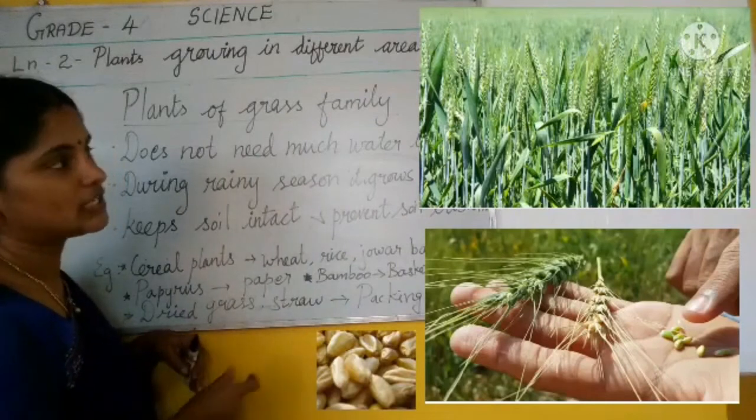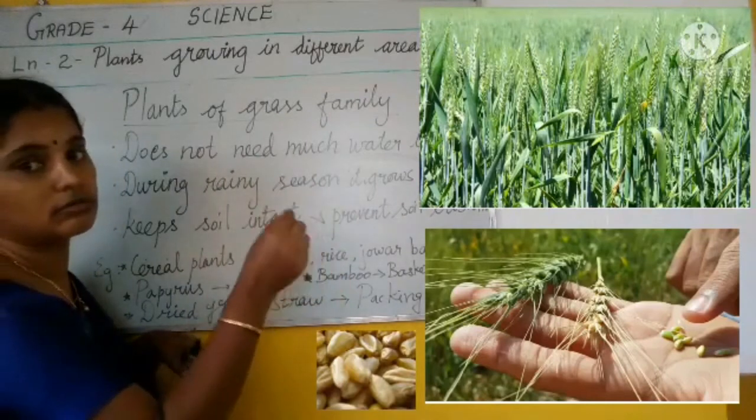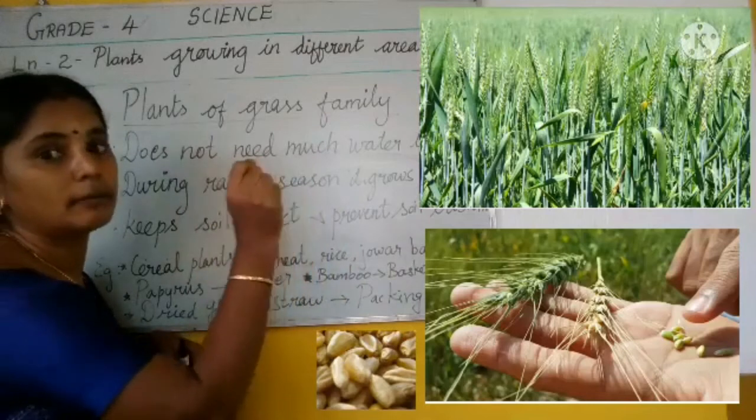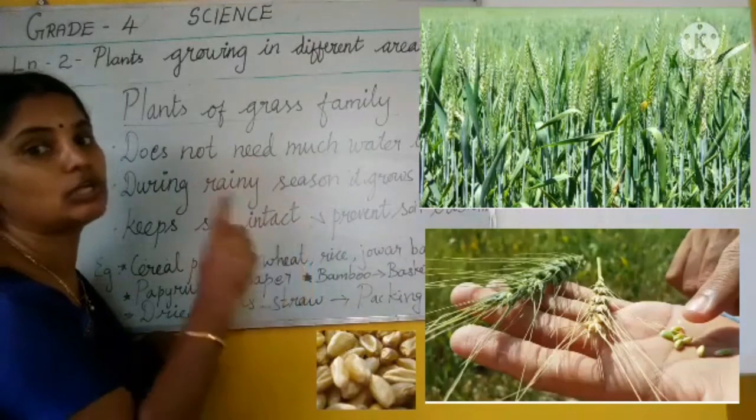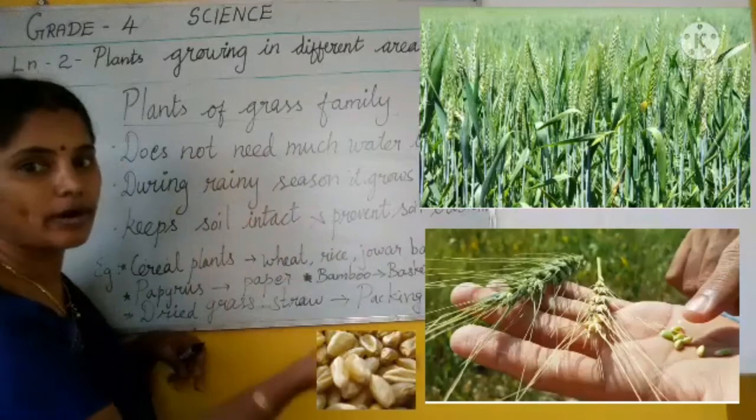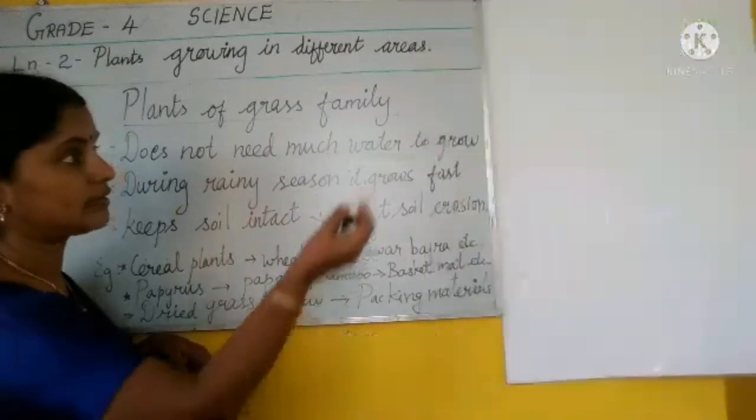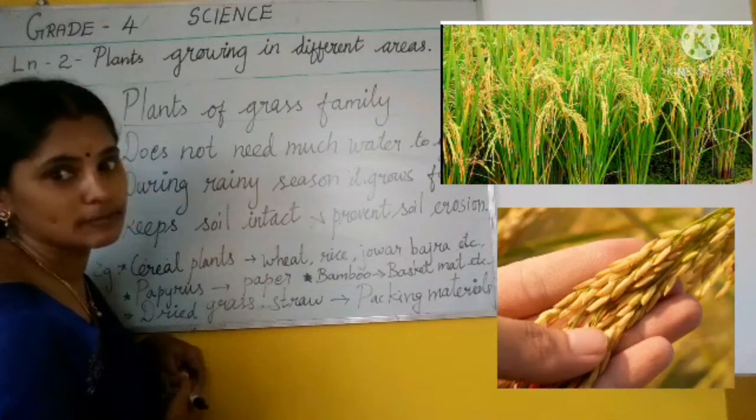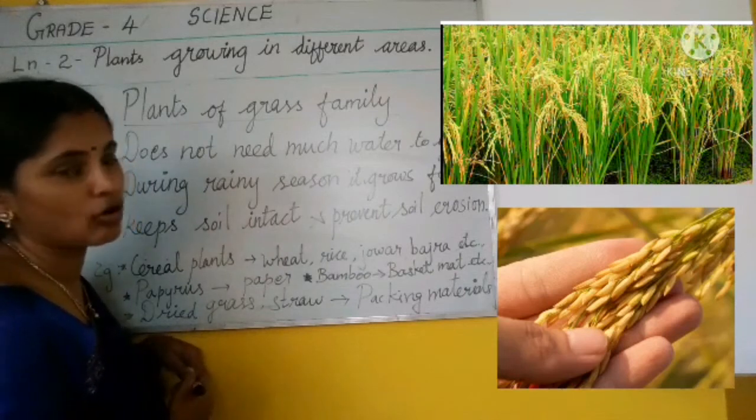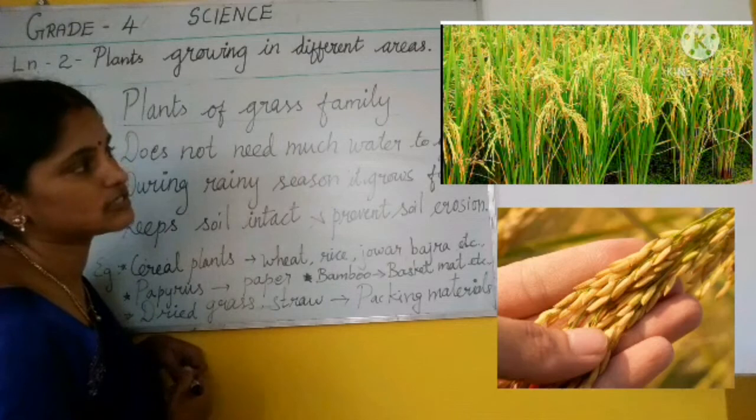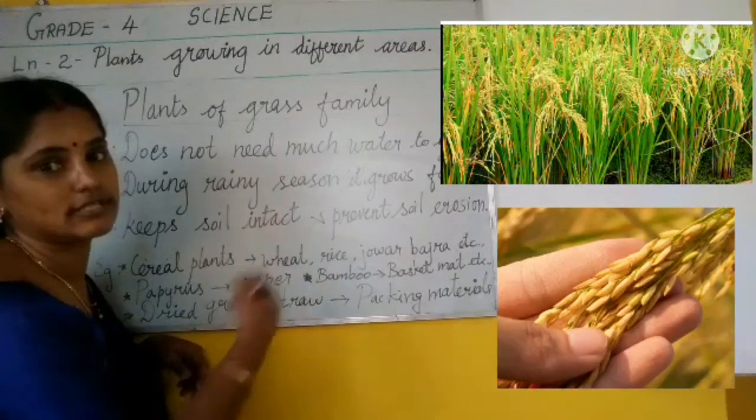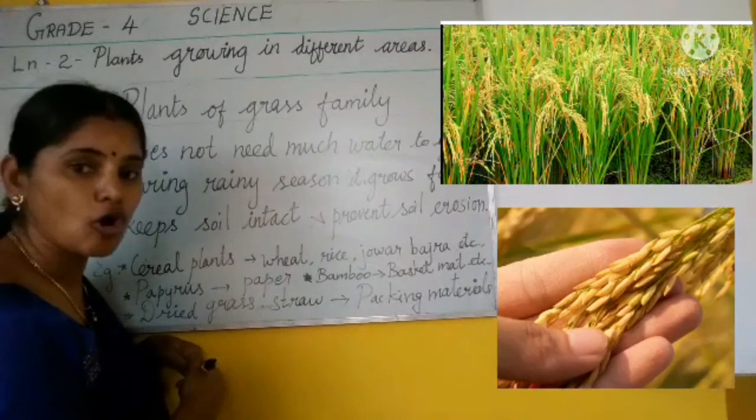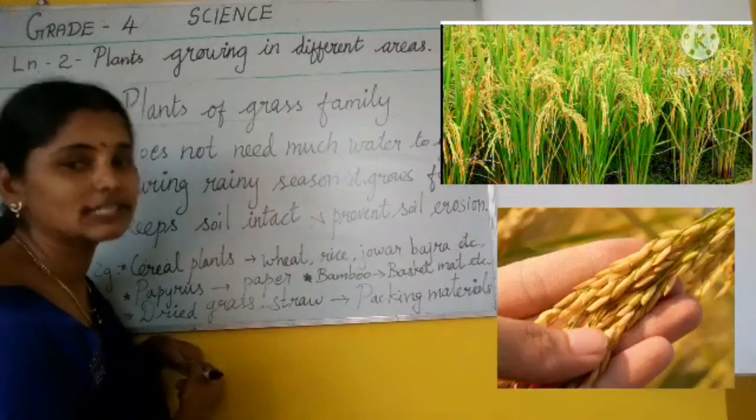Okay. So you have to view the picture very closely. Then only you can understand what I am saying. Okay. Then rice. See, look at the rice plant. It is also similar. The leaf structures are similar, no? The leaf structures look the same. It says that these plants belong to which family? Grass family.